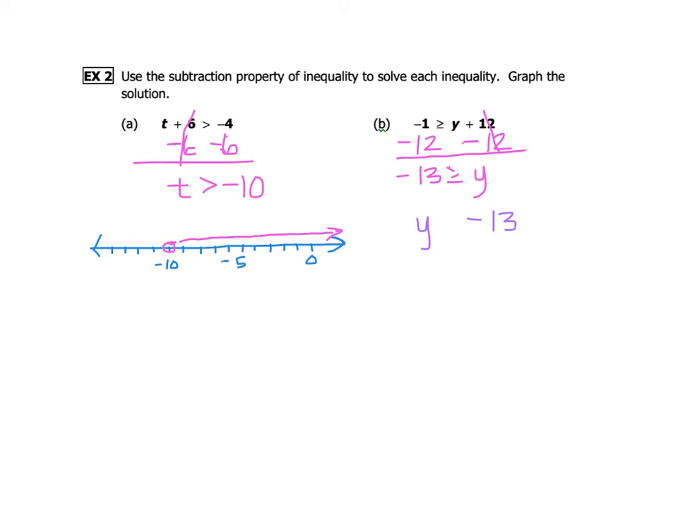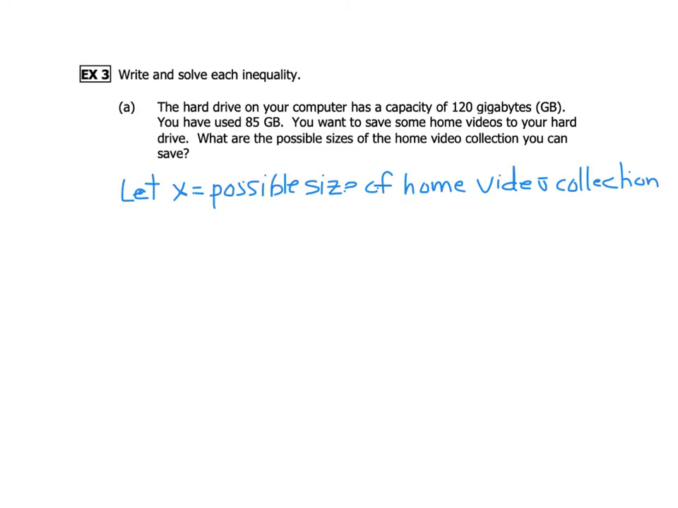And do you see how the inequality is pointing at the y? Flip it around so it is still pointing at the y. And now we'll go ahead and graph this. We have y is less than or equal to negative 13. So let's go ahead and put a filled-in circle at negative 13, and less than means an arrow off to the left.